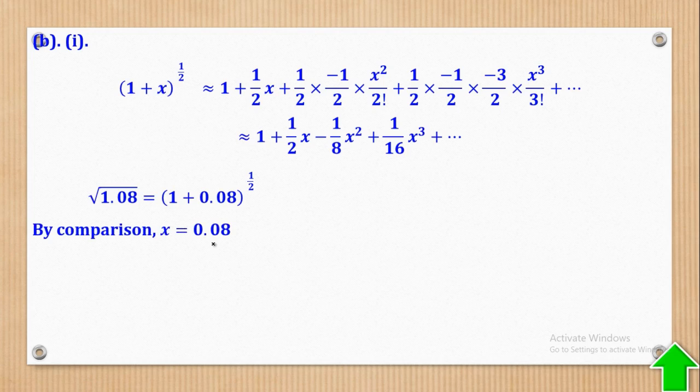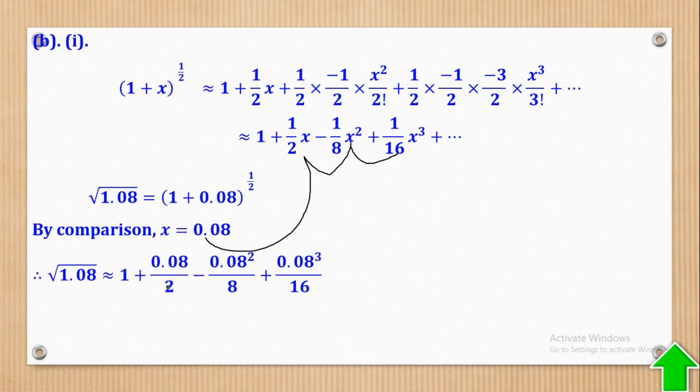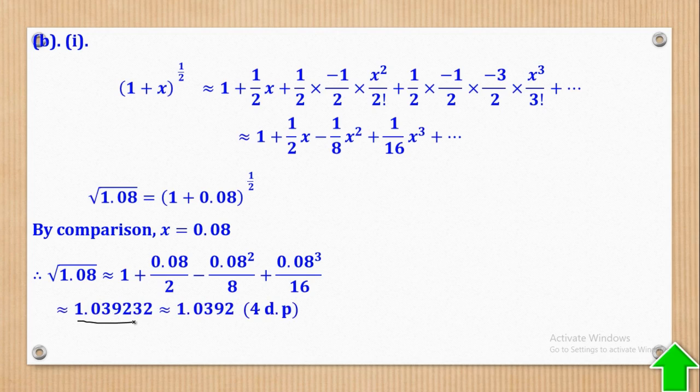Now that I've got the value of x, I'll substitute it here to come up with this. Use a calculator, you'll come up with this. But they told us 4 decimal places, so you round off to 4 decimal places to give you that. And that is what they wanted. So now we shall go to Roman 2.